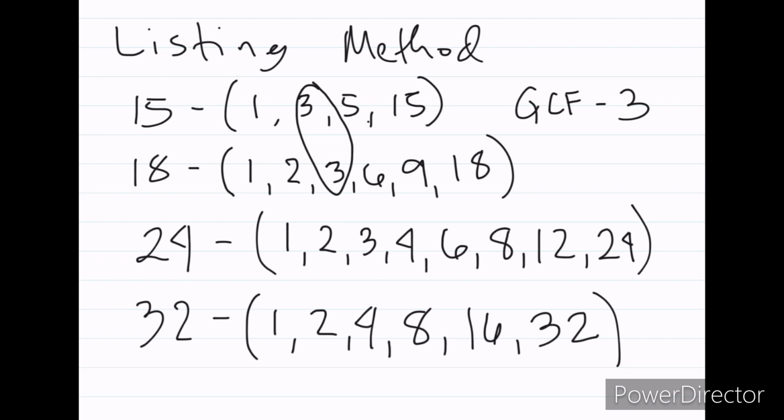Now, again, we need to look for the greatest common factor. So what is the greatest common factor between 24 and 32? There are four common factors between 24 and 32: the 1, the 2, the 4, and the 8. But we are looking for the greatest common factor. Therefore, the greatest common factor between 24 and 32 is 8. So that's how to find the GCF, or the greatest common factor, using the listing method.